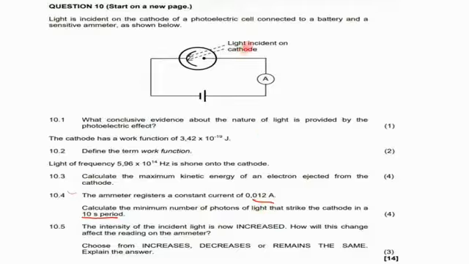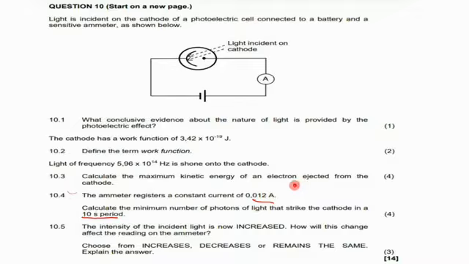Now we understand that as the photons strike the cathode here, electrons will be emitted, right, from this metal surface. And when these electrons are emitted, what happens? There is now current that flows in this circuit, right? Therefore, the ammeter registers a particular reading. This reading is 0.012 amperes. So now we are asked to calculate the number of photons that were actually emitted from this metal surface.